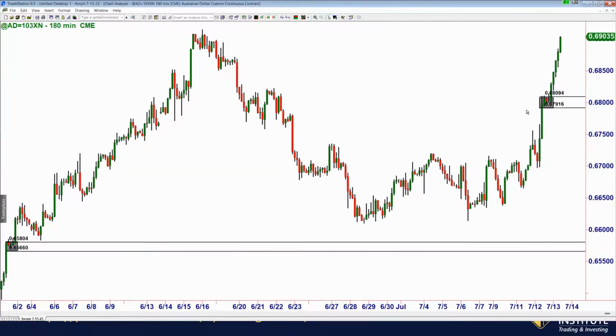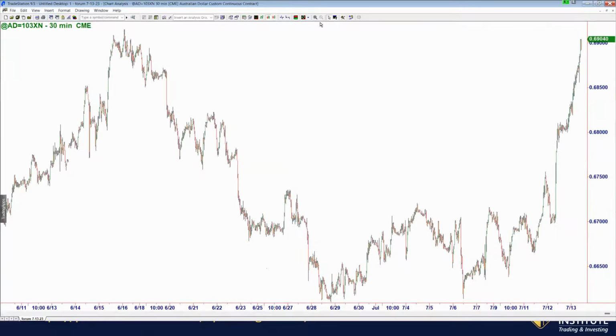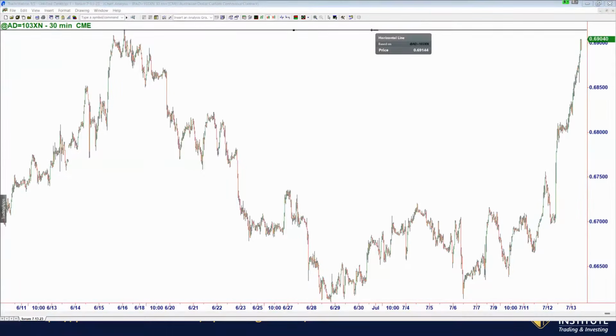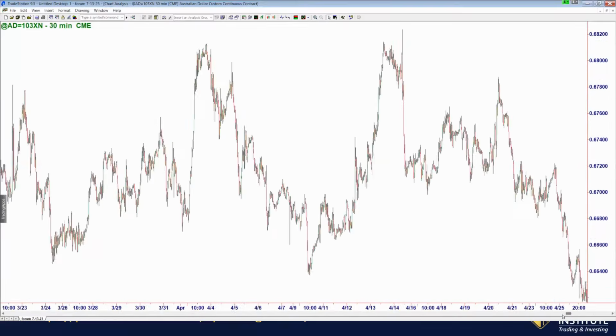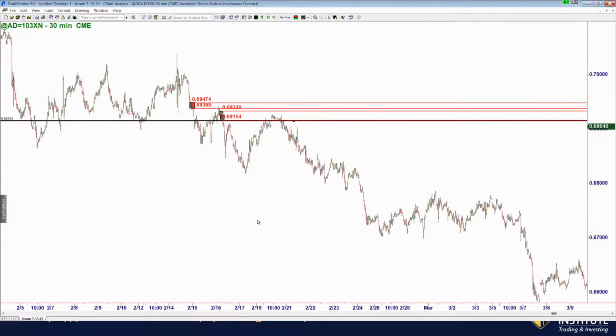So we do have the 6809 demand zone here. Let's just put a horizontal line here and let's go left. I want to look above that. So I thought we had, there it is. Oh, it's right there. Okay, we don't even need the black line. So we're getting pretty close to the tested 69.15 supply.